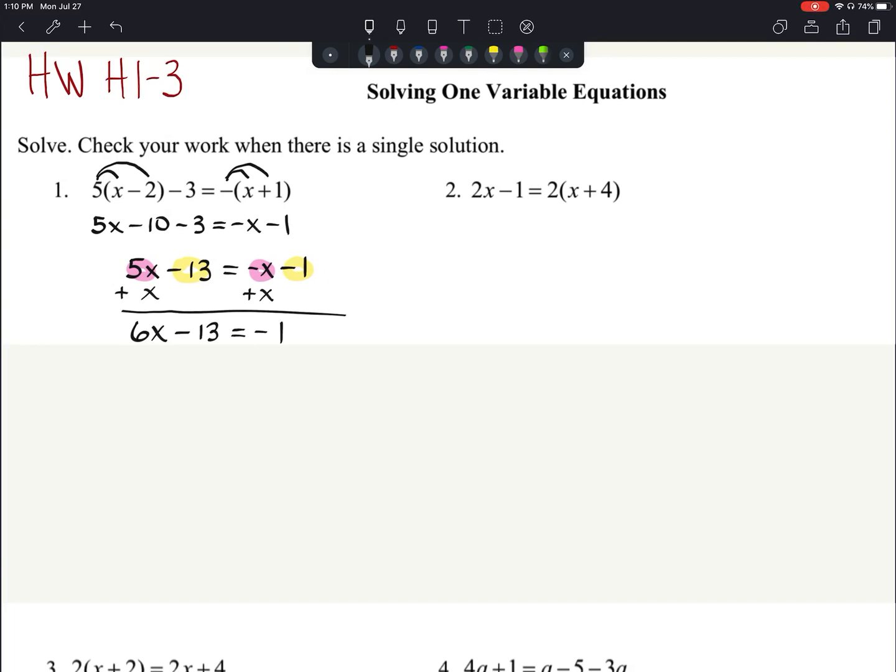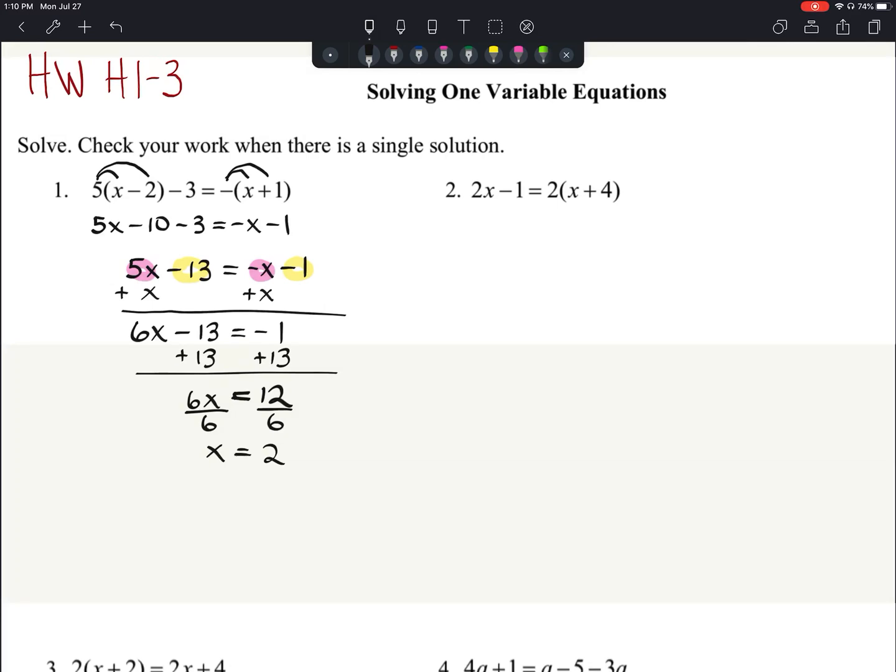And now I want to get my constant terms together, so I'm going to add 13 to each side. So 6x is going to equal 12. And when we divide each side by 6, we're going to end up with x equaling 2.